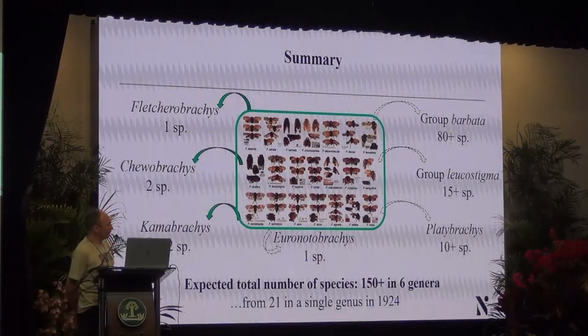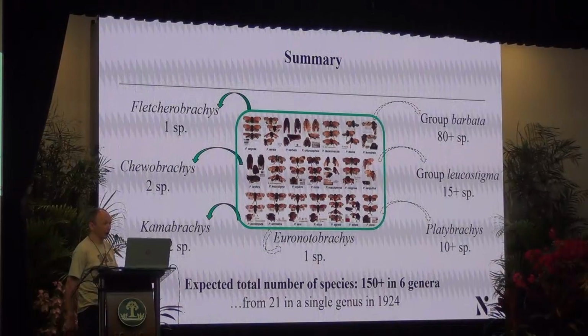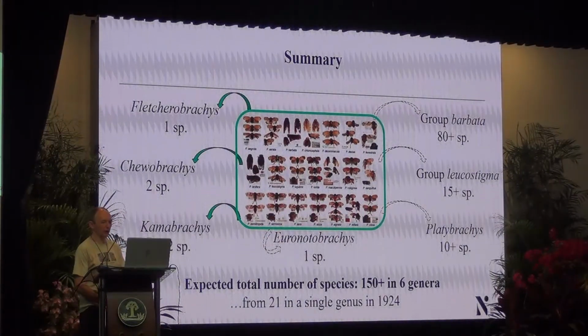So, as a summary, on the left side you have the few things that have been done, and on the right side you have the big things that need to be done, that are in progress. So, from 21 species in a single genus in 1924, we are one century later, and we will have more than 150 species in 6 different genera.